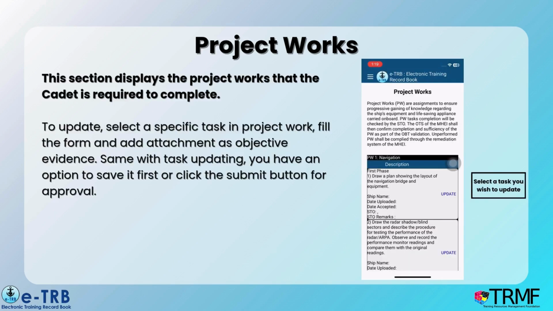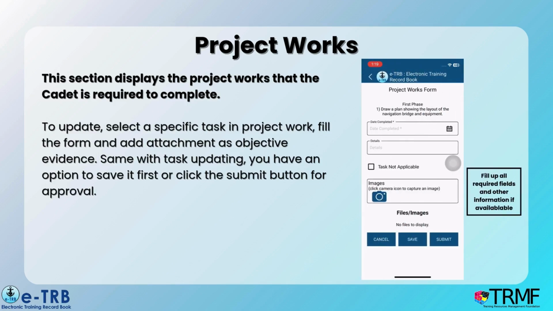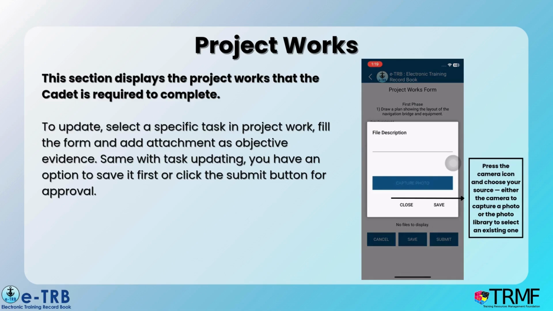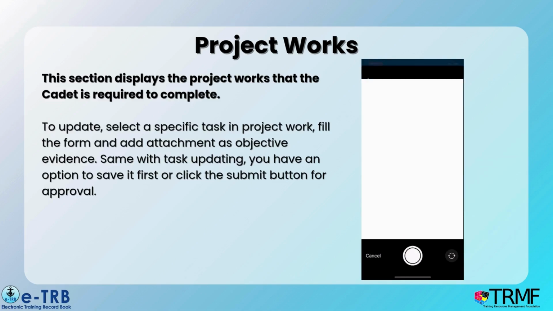This section displays the project works that the cadet is required to complete. To update, select a specific task in project work, fill the form, and add attachment as objective evidence. Same with task updating, you have an option to save it first or click the Submit button for approval.